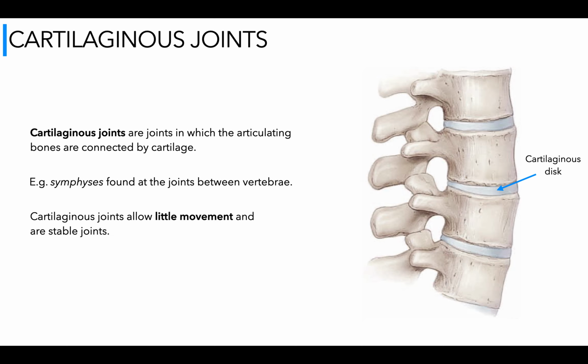These joints allow little movement and they are quite stable. So not as stable as fibrous joints, but they do allow a little bit of movement, or slightly movable as I mentioned, which is why they aren't the most stable, but they are still stable joints, because as we know from the previous video, the vertebral column is responsible for protecting the spinal cord.